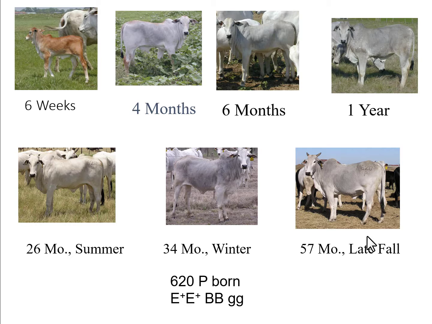And here again, showing the progression. We see this animal at 6 weeks old, almost completely red. And then by 4 months, it's almost completely gray. There is still some red along the hocks and on the top line. At 6 months old, it's almost completely gray. At a year old, there might be a little bit of red here. That could also be dirt. And then here we see at 26 months old, it's completely grayed out.